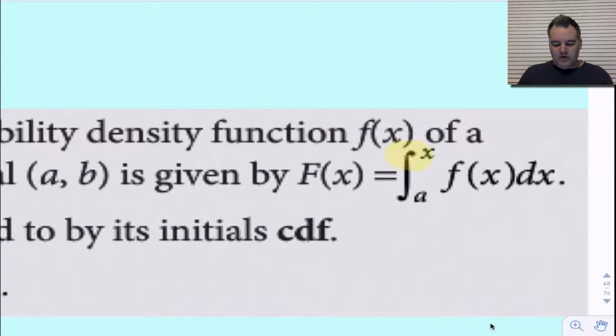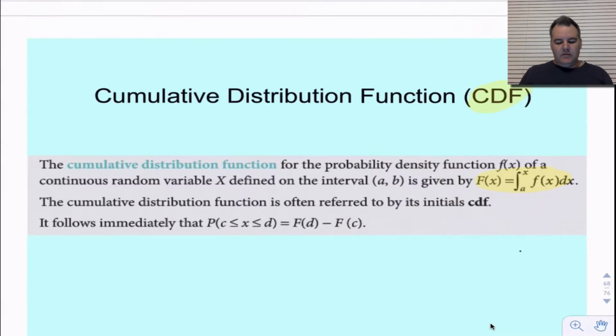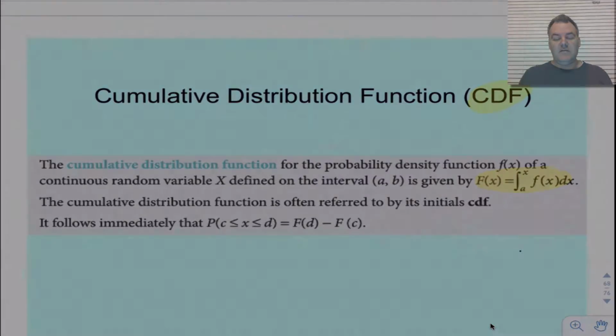The cumulative distribution function is just given by the integral of the function from a, where a is our starting value in our function, up to a certain value of x. So the area up to and including x. That's the formula for a CDF.